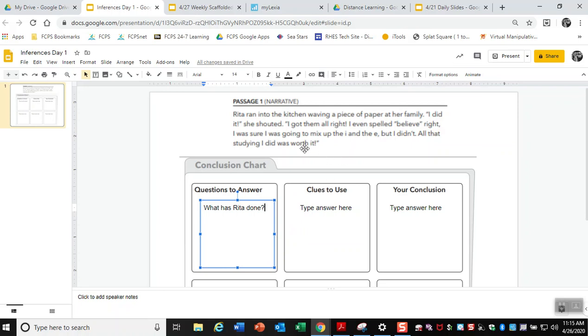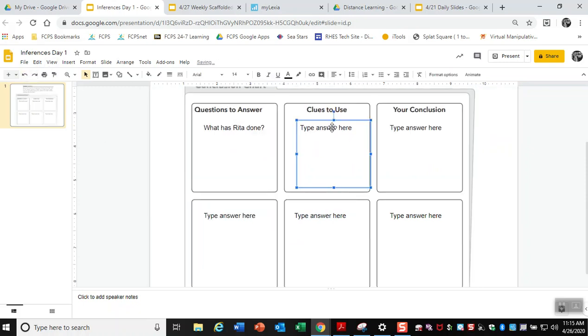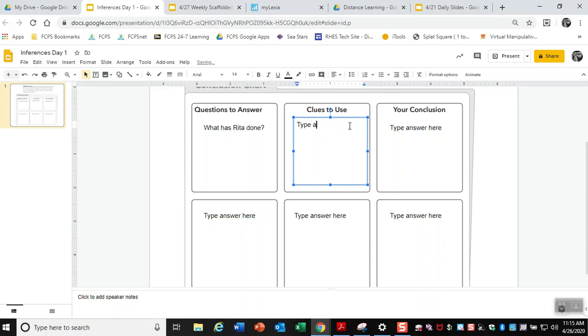So some clues to help me figure it out are that she spelled the word believe, and she also said that she was studying. So some clues that I have in this might be, and I'm just taking this right from the text above, that she spelled believe, and was studying. So those are the clues that I got from the text to help me make my inference.